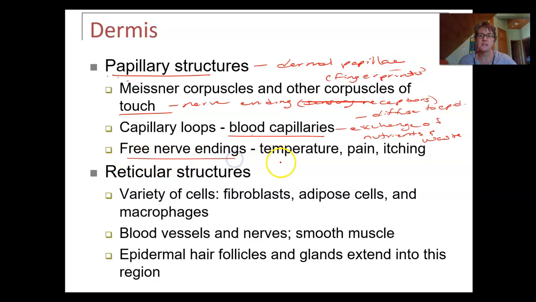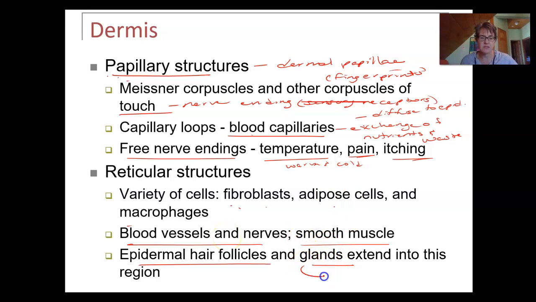I have free nerve endings in the dermis for temperature. Warm and cold are different guys. Oh, itching too. Pain and itching. In the reticular layer, I'm a little lower. I'm going to have different types of cells, white blood cells, just regular generic cells. I will find more of my blood vessels, little mini arteries and veins. I will find some smooth muscle around the blood vessels. And then we will see the hair follicles and glands.